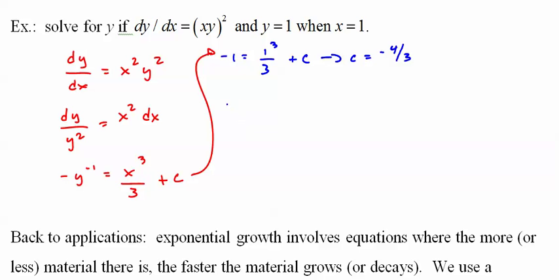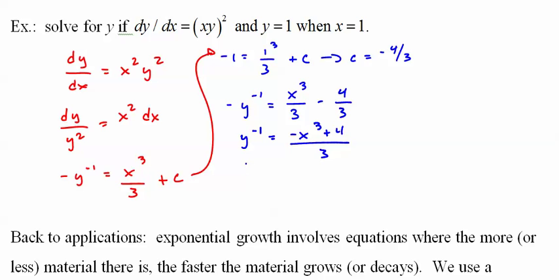So we've got a negative y to the negative first equals x to the third over 3 minus 4/3. Divide out that negative, common denominator, y to the negative first equals negative x to the third plus 4 all over 3. This is 1 over y, so we flip it, and we just flip the other side too. We'll get y equals 3 over 4 minus x to the third.